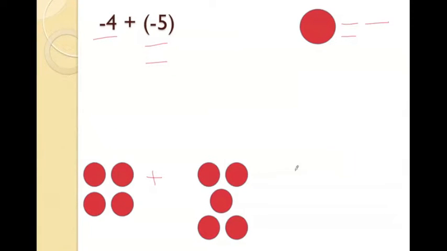And just like the last problem, all I have to do is find out how many total negative counters I have if I have negative 4 plus negative 5. Well, I just add all my red. How many do I have all together? 1, 2, 3, 4, 5, 6, 7, 8, 9. Negative 4 plus negative 5 is negative 9.